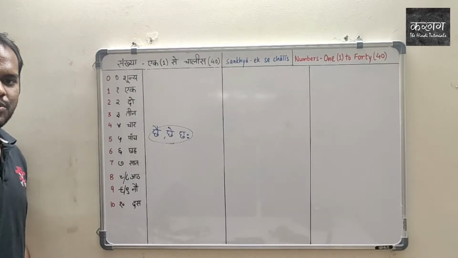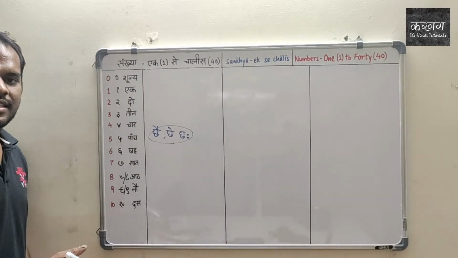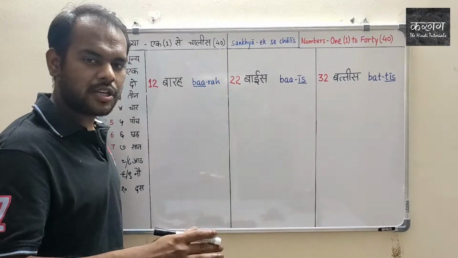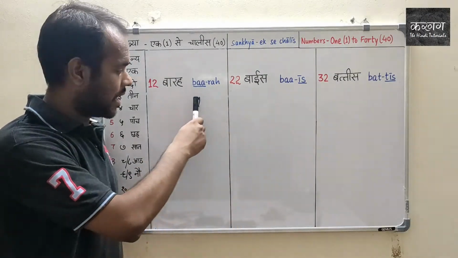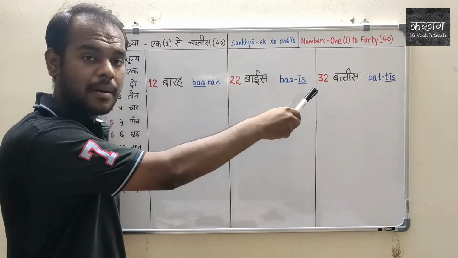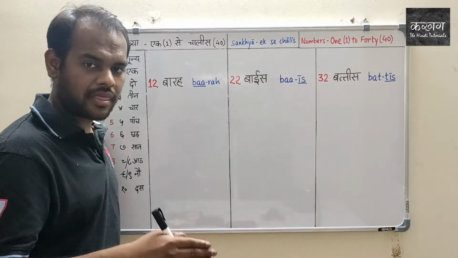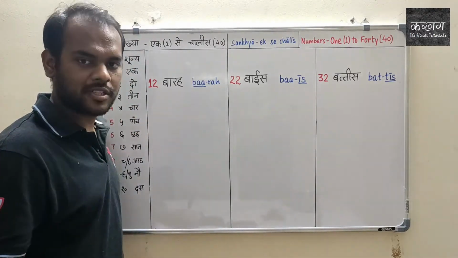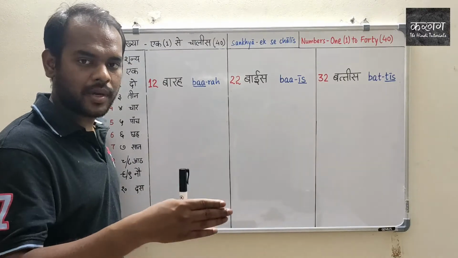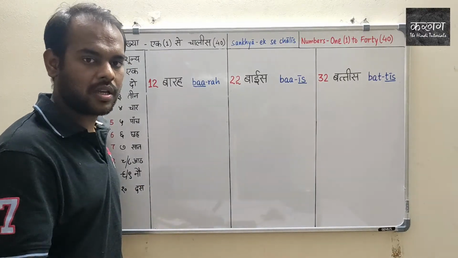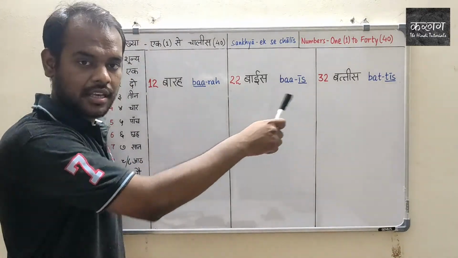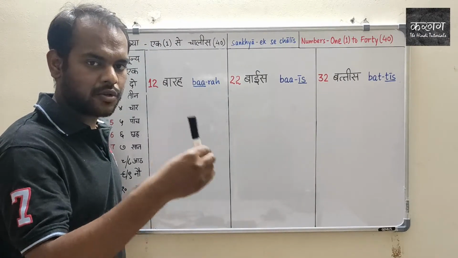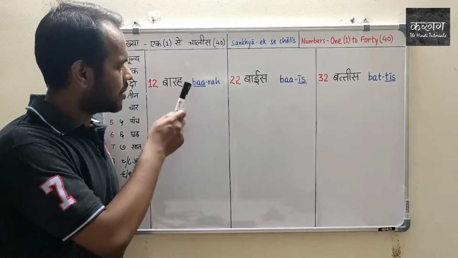So let's move towards what we intended to learn in this lesson, that is the pattern in numbers from 11. Here you can see three numbers: 12, 22 and 32. The common thing between these three is that all of them have 2 at the units place and all of them begin with B. This is not only with the 10s, 20s and 30s; it can be seen in all the series. Numbers having 2 at the units place begin with B.